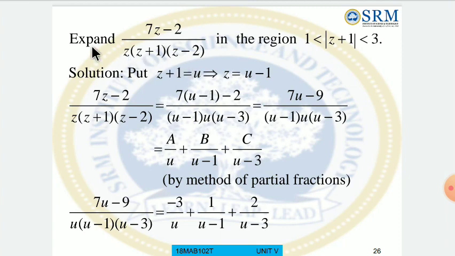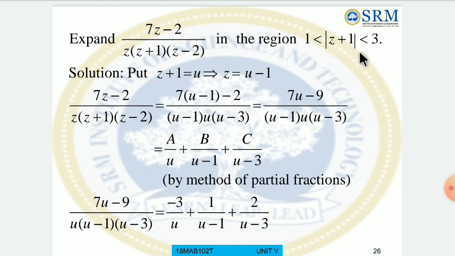See the question: expand (7z minus 2) by z into (z plus 1) into (z minus 2) in the region 1 strictly less than mod z plus 1 less than 3. It doesn't mention what type of expansion, whether Taylor or Laurent, nothing is given. This is an important question from the exam point of view. For part C, this question carries 12 marks.